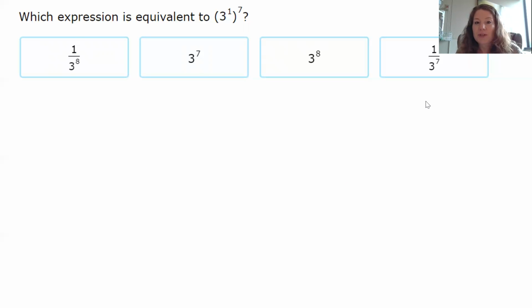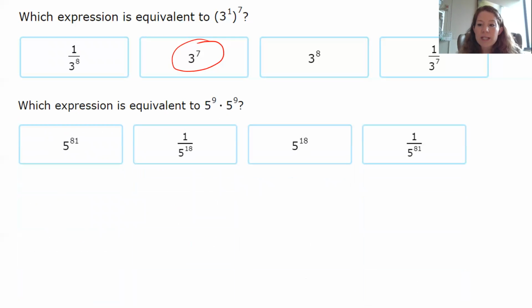All right, the third section, these are multiple choice, so I think you'll like these questions. So basically, the first one is, what is equivalent to, my screen is a little, I think that's 3 to the 1st raised to the 7th. If that's what it says, then I'm going to multiply 1 times 7 because it's a power raised to a power. So 1 times 7 is 7. So 3 to the 7th power is going to be the correct answer.